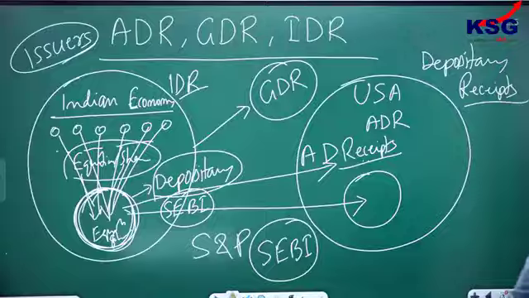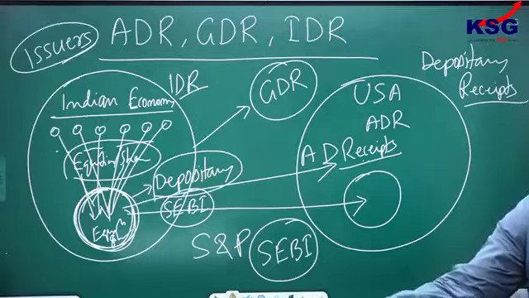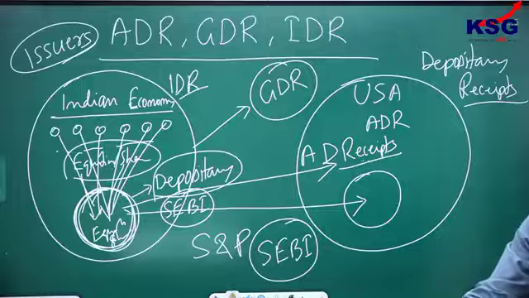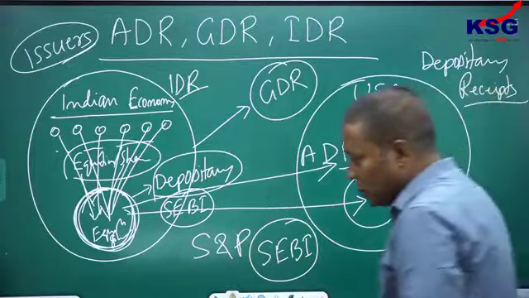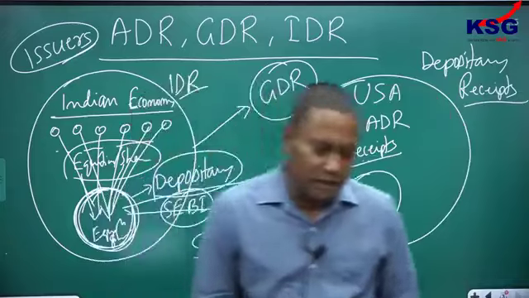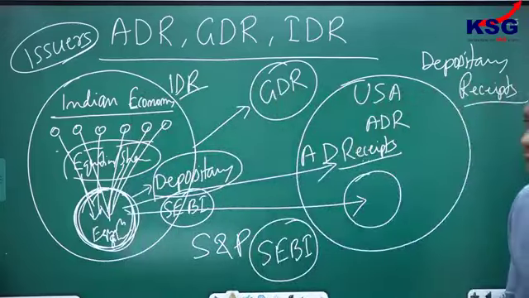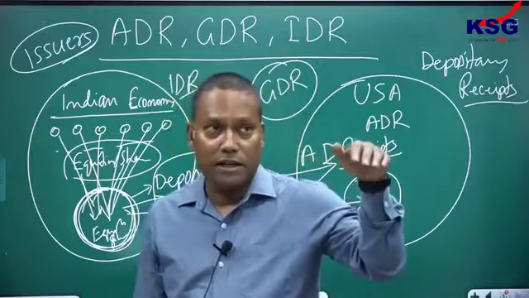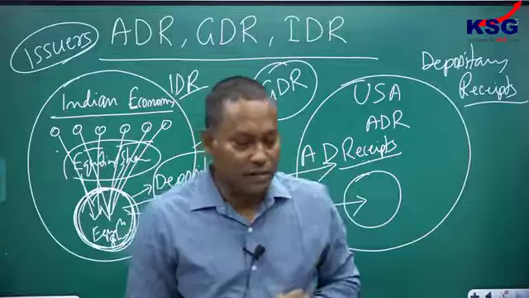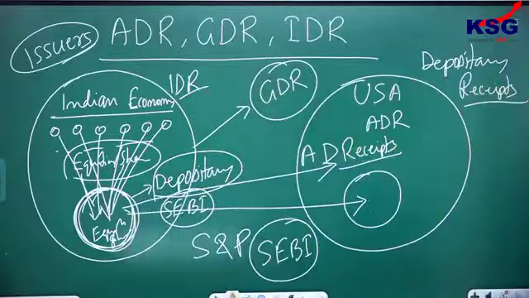Just write a few lines. SEBI, the capital market in India, is regulated by the Securities and Exchange Board of India, SEBI. Like in the money market or the banks and others, the head is the RBI, but in the capital market, supreme is the SEBI. SEBI regulates. Securities and Exchange Board of India, SEBI, full stop.